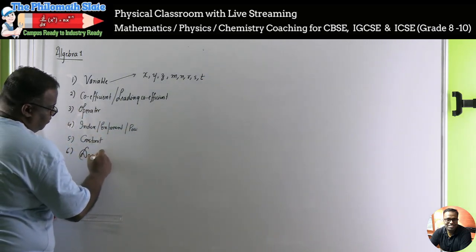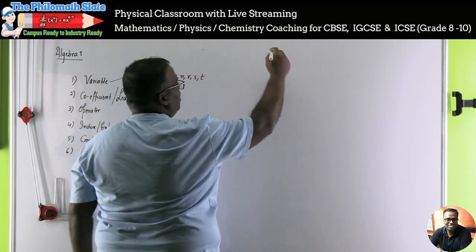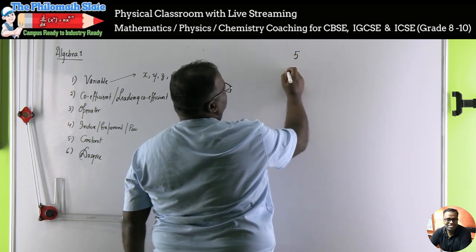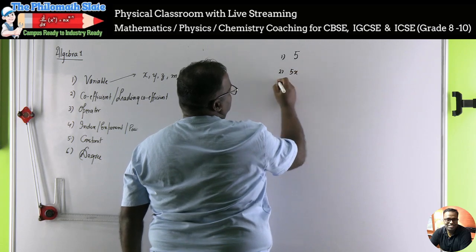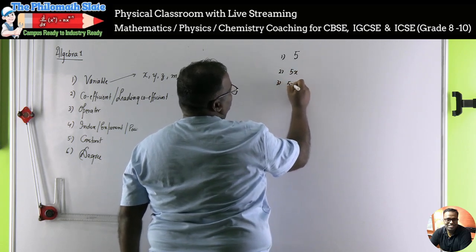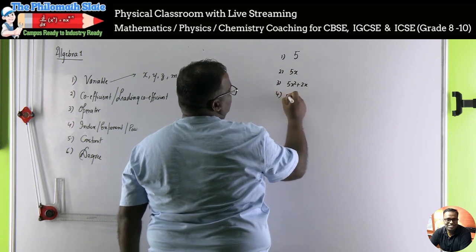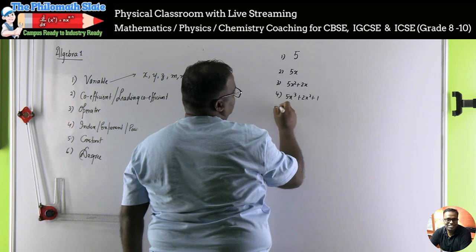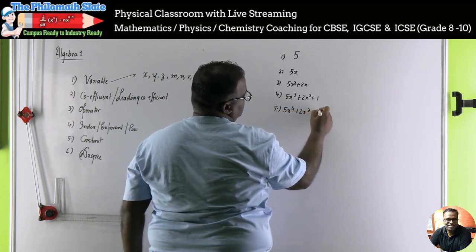Now we see one more thing. Look at me. I'm writing some algebraic expressions. The first expression is 5. The second expression is 5x. The third expression is 5x square plus 2x. The fourth expression is 5x cube plus 2x square plus 1. The fifth expression is 5x4 plus 2x cube plus x square plus 1.